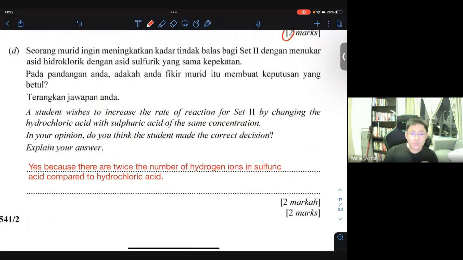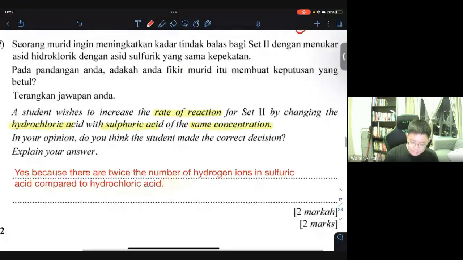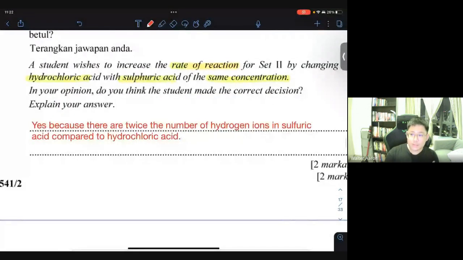A student wishes to increase the rate of reaction for set 2 by changing the hydrochloric acid to sulfuric acid of the same concentration. In your opinion, do you think the student made a correct decision? Explain your answer. If you want to increase the rate of reaction, can you change hydrochloric acid to sulfuric acid, even though we use the same concentration? Yes. But bear in mind, sulfuric acid is a diprotic acid, meaning it will be able to produce twice the amount of hydrogen ions compared to hydrochloric acid.